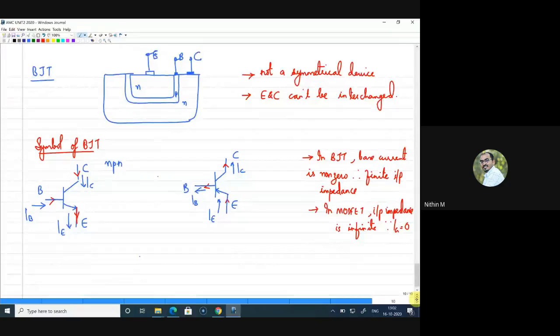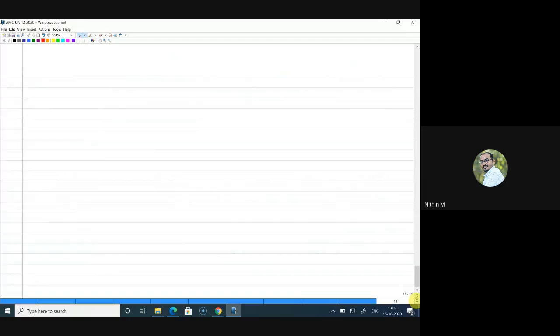So with that, I'll take you to the 3 different configurations which are possible. We have 3 configurations: common base. Common base means base is kept common for both input and output. So we will give input here and output will be taken from collector. We call this common base configuration.